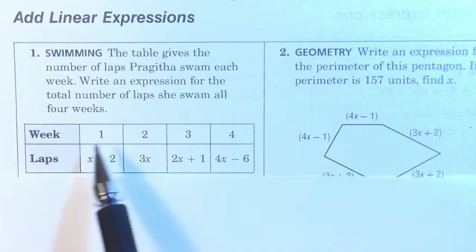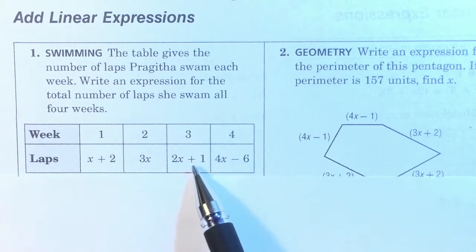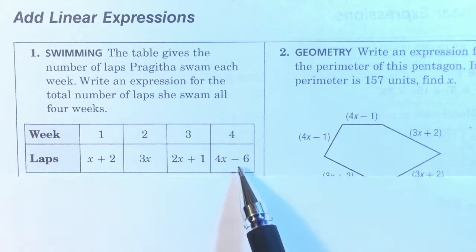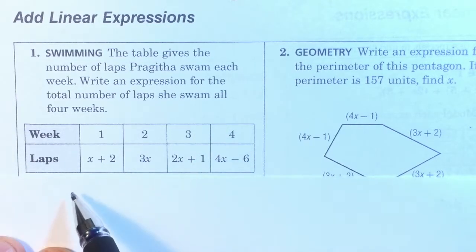So we have the weeks here. The first week she did x plus 2 laps, the second one 3x, the third one 2x plus 1, and the fourth 4x minus 6. We need to make an expression adding all the laps she made in the 4 weeks. So we're going to start adding.